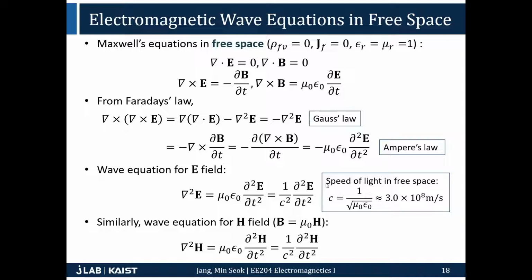Okay, so this is how a wave equation for free space can be derived from Maxwell's equations. And similarly, you can do the same thing for the H field. If you want to do the same thing for the H field, what you need to do is take the curl of Ampere's law and then apply the other equations. Then you can get exactly the same equation. So the Laplacian of H is equal to mu 0 epsilon 0 d squared H over dt squared.